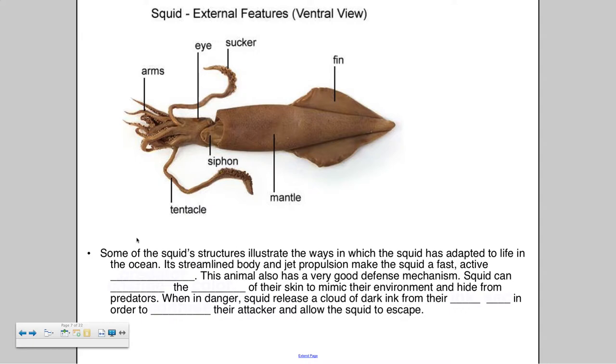Propulsion. Mm-hmm. Predator. Because remember, it's able to gather things, it's able to get at things. Continue. Mechanism. Yeah, exactly, change the color.